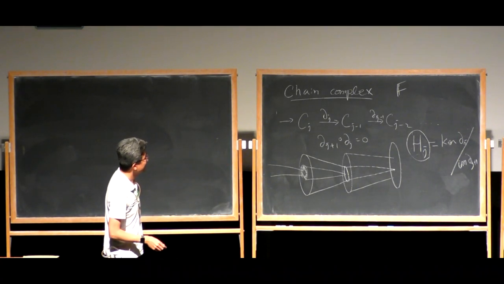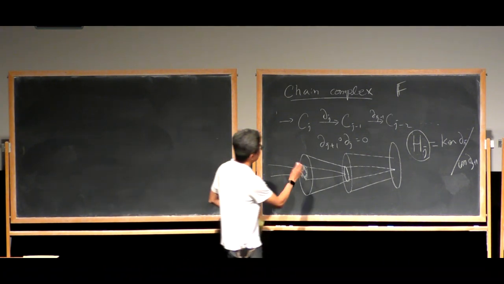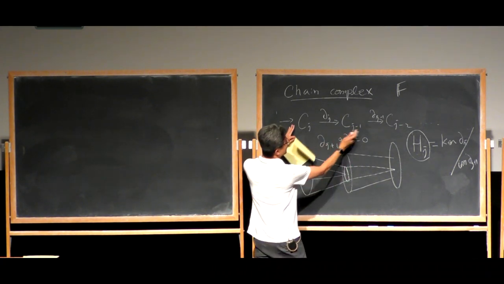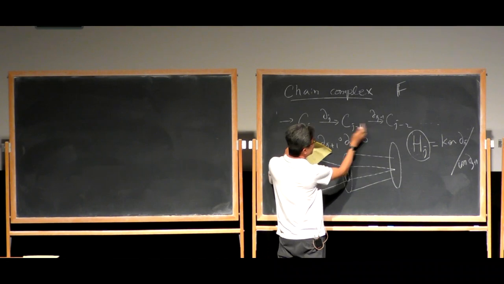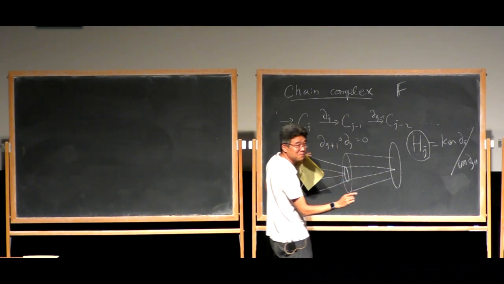I also wanted to ask, should it be like ∂_j composite ∂_{j+1}? Like, should it be j plus one first and then j? Okay. If this equation is confusing, don't think about the equation. Just think about this chain of maps. The rule is, if you go twice, it's zero. That's it.